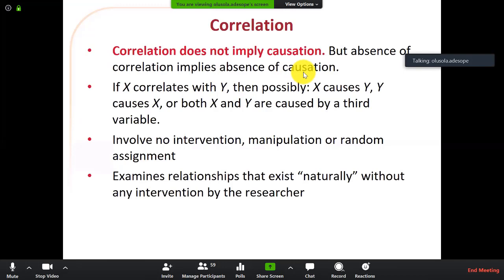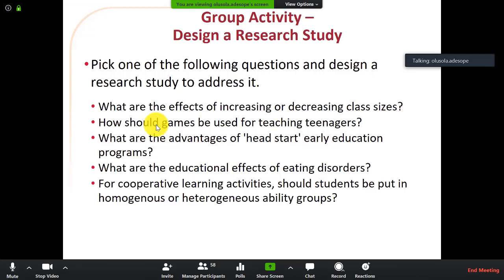If X correlates with Y, then X might cause Y, Y might cause X, or both X and Y might be caused by a third variable. Later, when we have questions or later in the course, I can talk to you more about that. I end here because I know I don't have time again.